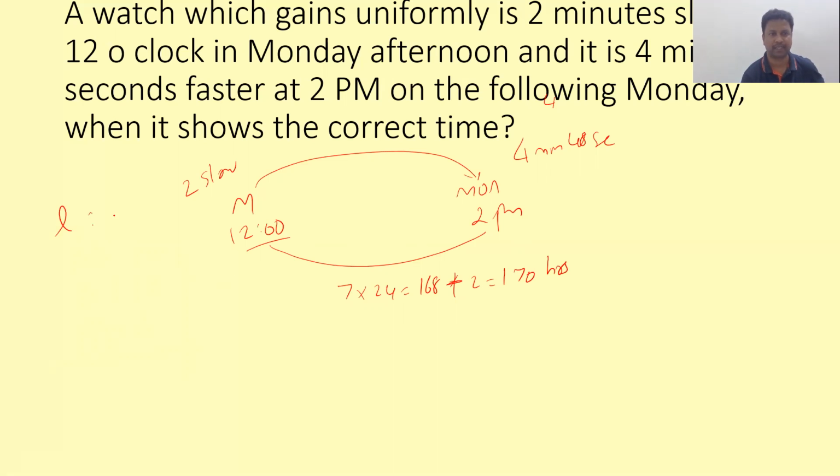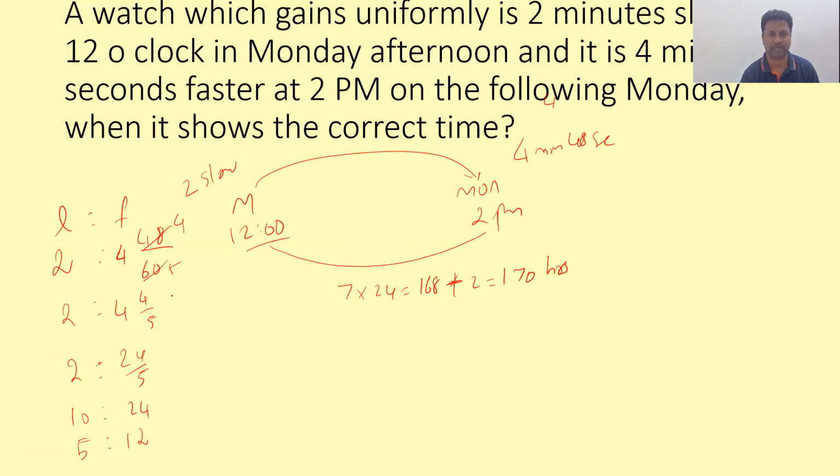What is the ratio of late to fast? 2 is to 4 48 by 60. Why am I writing 60? Because I'm converting seconds into minutes. 48 is in seconds, and I want to convert it into minutes. So 2 is to 4 4 by 5, which is 2 is to 24 by 5. Cross multiply: 10 is to 24. In lowest terms, 5 is to 12. So this is the ratio of late and fast.